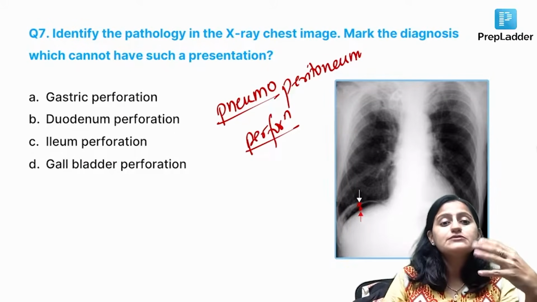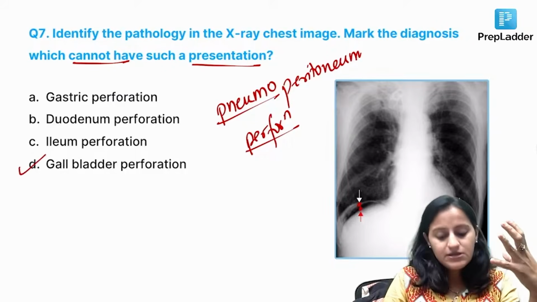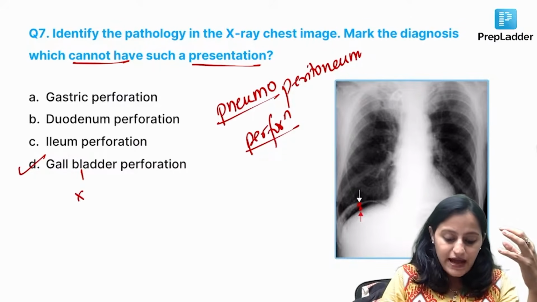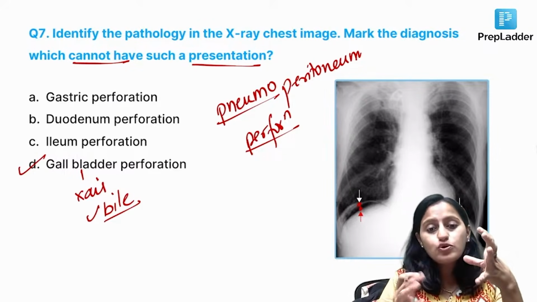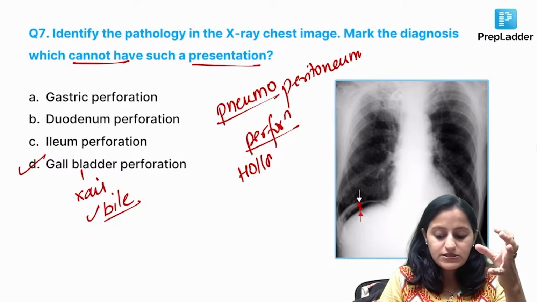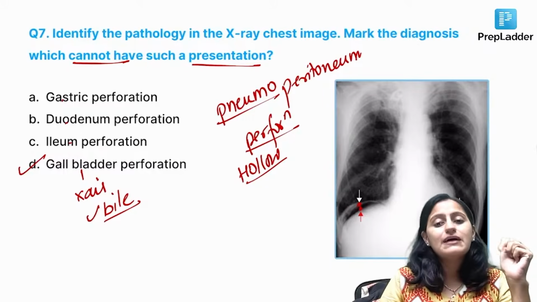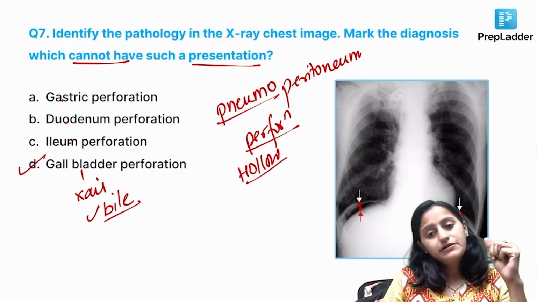So out of this, which cannot cause such a presentation? Of course, gallbladder perforation, because the gallbladder does not have air. The gallbladder has bile. A hollow viscus organ is what causes pneumoperitoneum. So the GIT part, stomach, duodenum, ileum will cause this pneumoperitoneum and not gallbladder perforation.